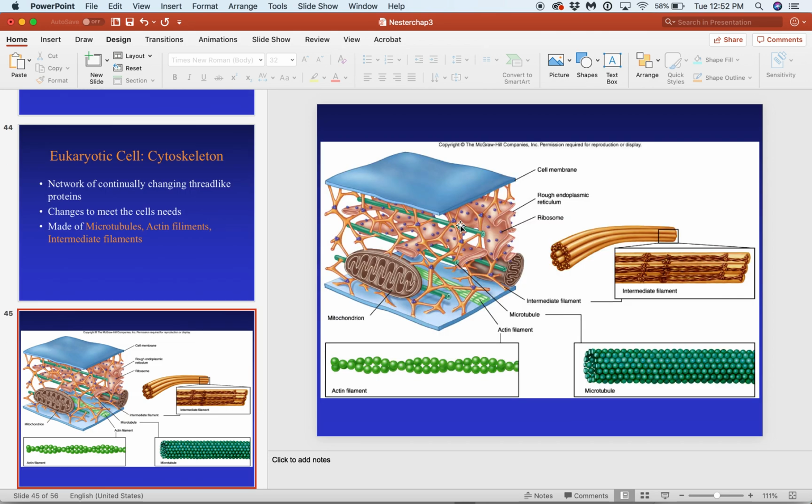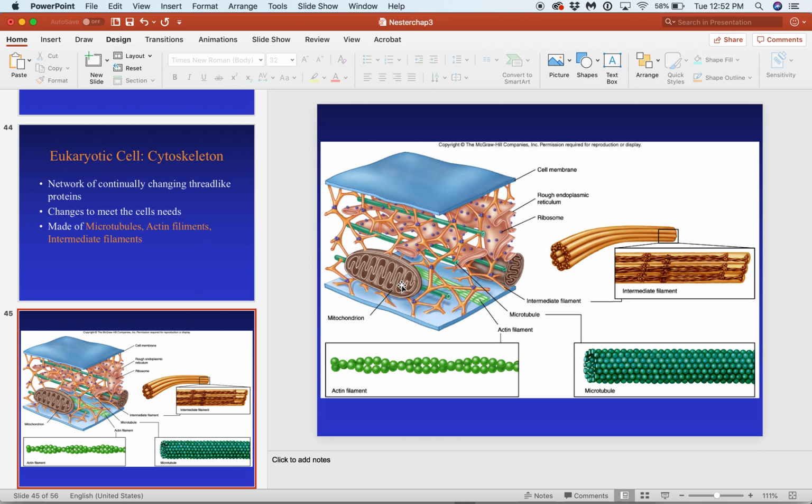So here we go. Here's better than what I could draw. We have our microtubules, our intermediate filaments, and these actin filaments. They form a mesh-like network of proteins within the cell to support everything. So you don't have, like, the mitochondria swimming around in the cell and bumping into other things. It holds things in place, gives structure to the cell.